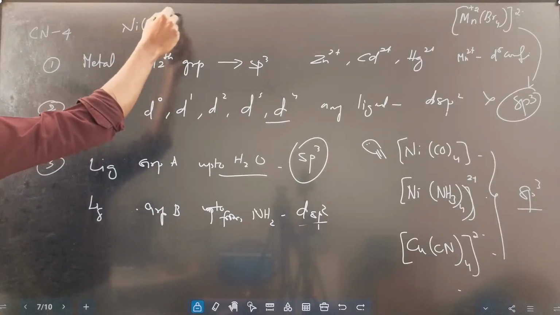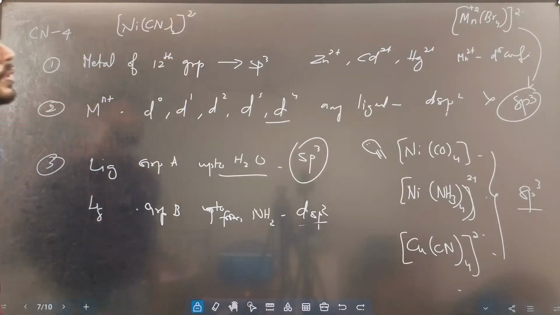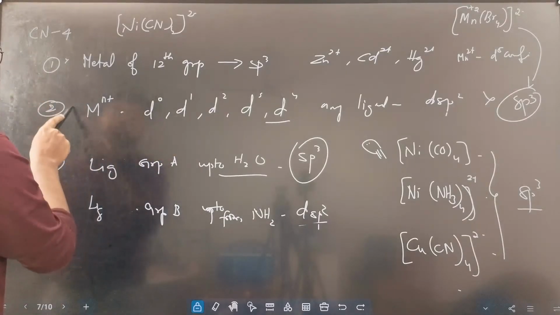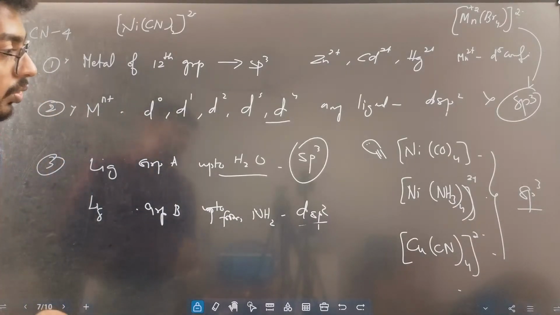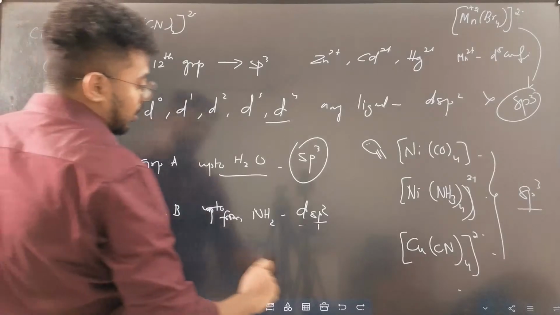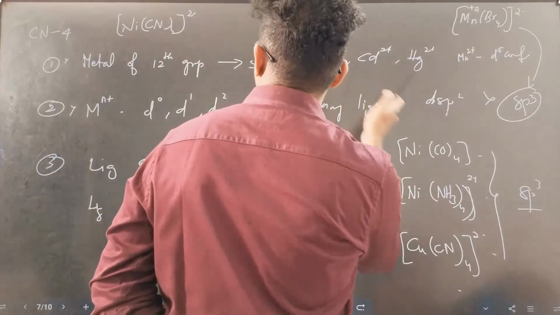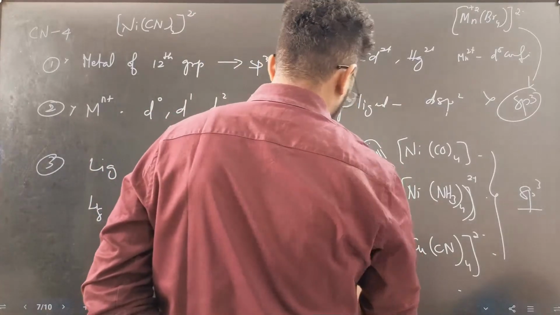NiCN 4 times 2 negative. So it is not going to come in first option, first rule. It is not going to come in second rule. It is going to come only at third rule. That is, from ammonia we will get dsp2 configuration. There is no exception. Okay. So this is dsp2 configuration.